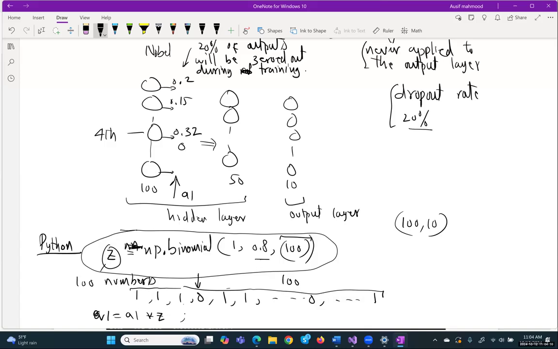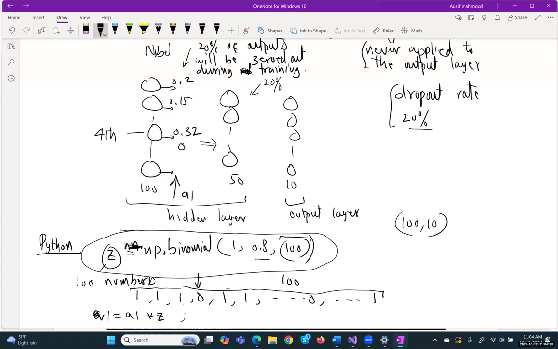Okay, so now if you go back to your code, you'll be able to see how the dropout was implemented in the code. Usually we don't change the dropout rate per layer. So if there were multiple layers, same way for these 50 neurons, if we selected 20% as the dropout rate, 20% will be zeroed out during training, okay?